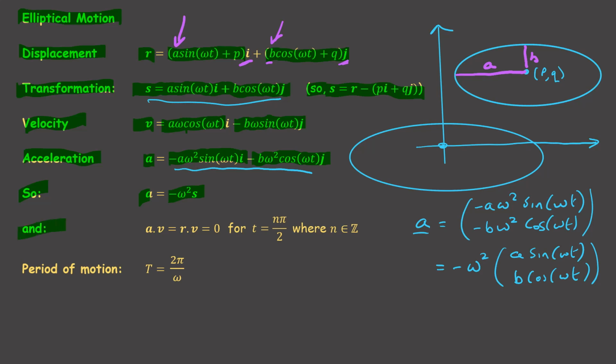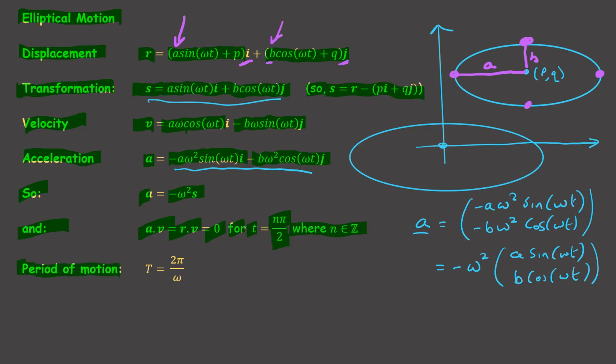We also get a dot v is equal to r dot v is equal to 0, but that's not always true the way it was for circular motion. That is true for t is equal to n pi by 2, where n is an integer. So basically it just happens at these points.